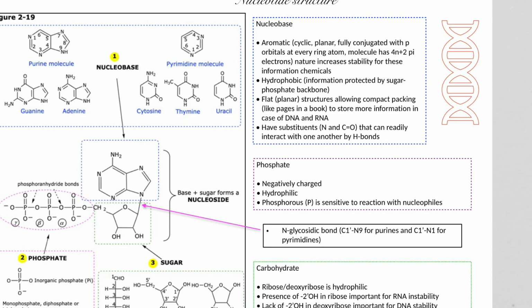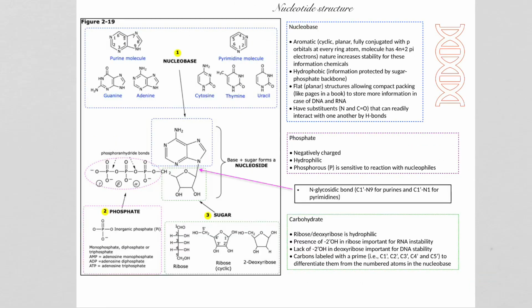Another good thing about these nucleobases, when you look at the substituents such as amine, and here are your oxygens, these atoms can form hydrogen bonds with one another, and that helps a lot in the stability of DNA that we'll see in a future video on the nucleic acids. So that's another good thing about these information molecules, that they allow nucleic acids to be more stable through hydrogen bonding.